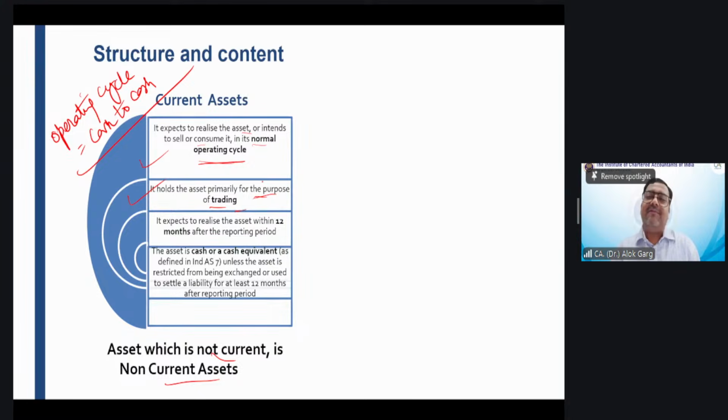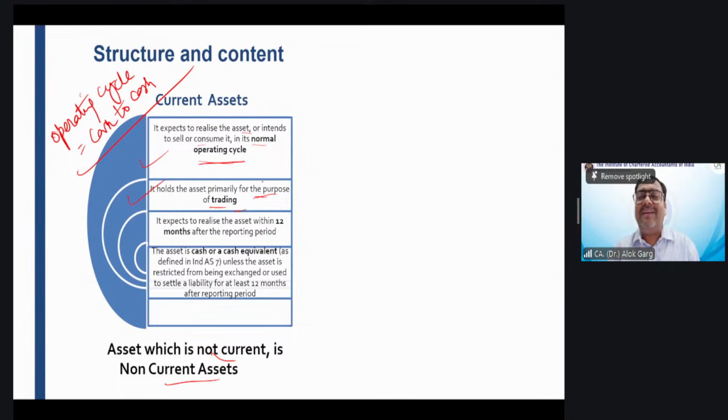DLF is holding shops, malls, retail complexes, flats, and they are not able to sell these flats for 8 years. What is the nature of these flats in the balance sheet of DLF? What is its nature?